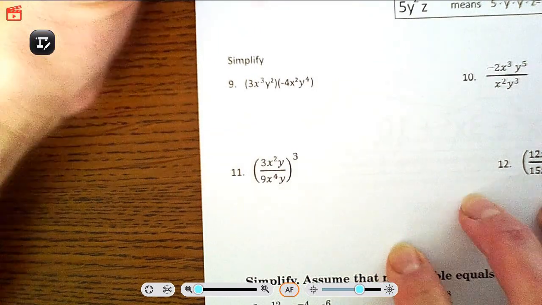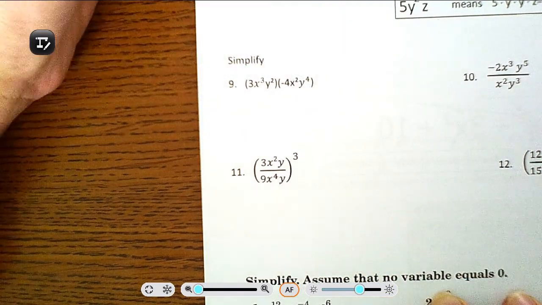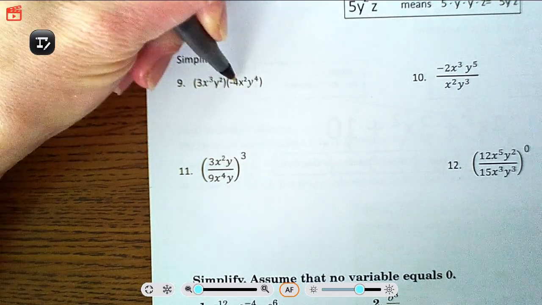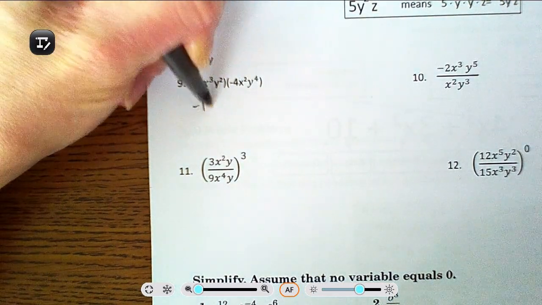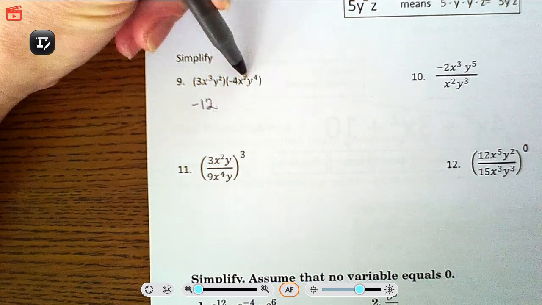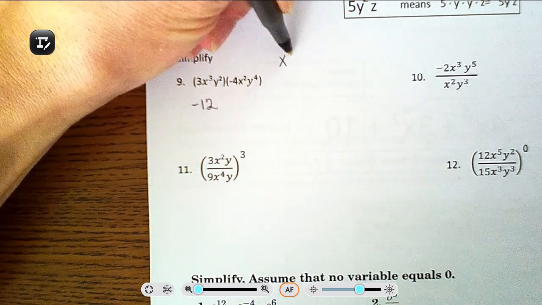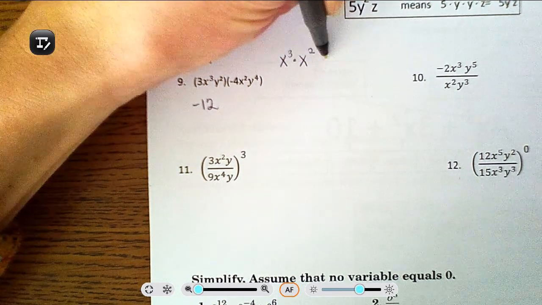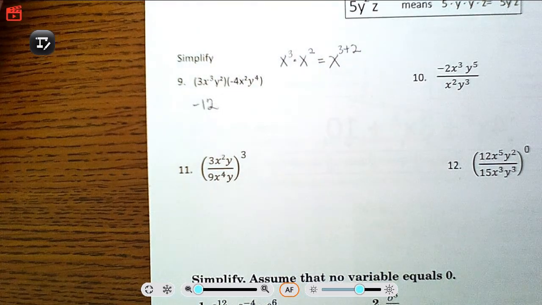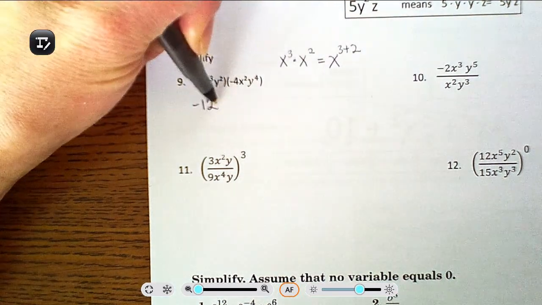Okay, so let's try to understand some of this. I'm going to take a monomial times another monomial. In this case, all the like bases combine. So 3 times negative 4 gets me negative 12. X to the third times x squared. What we're going to do is add the exponents. 3 plus 2 is 5.